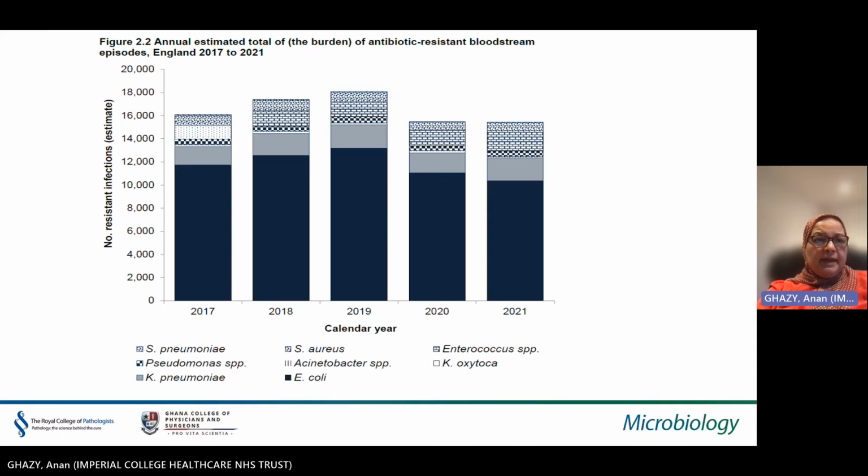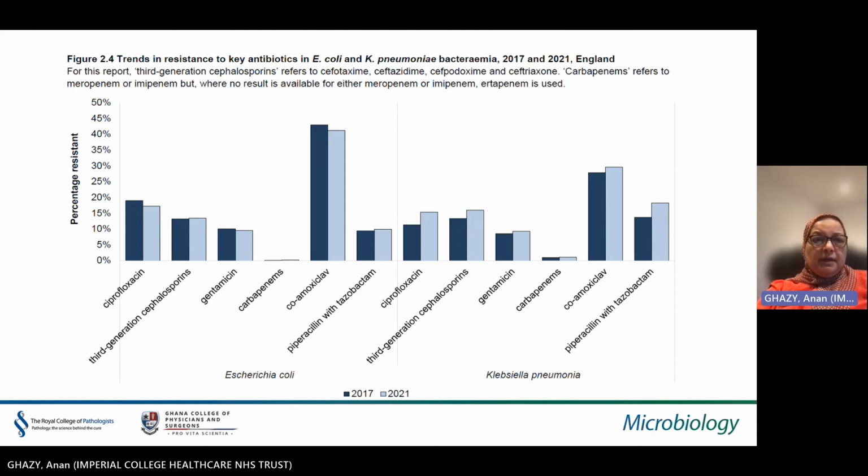Okay, next is the annual estimated total burden of antibiotic resistant bloodstream infection in England, 2017 compared to 2021. We can see that from 2019, the number of multi-drug resistance is reduced, but the highest resistance rate is mainly in E. coli and Klebsiella. This figure shows the comparison between Klebsiella pneumoniae bloodstream infection and E. coli, the resistance rate in relation to the main groups of antibiotics used.